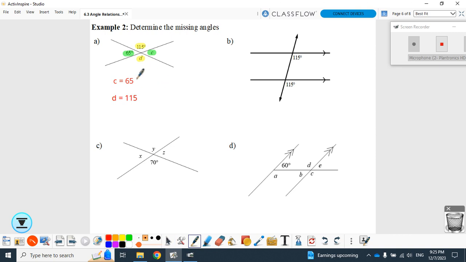Now make sure you put the degree symbol here. I wasn't able to type out the degree symbol. It wasn't cooperating quite well. Okay, and that's that. That's kind of a nice one.